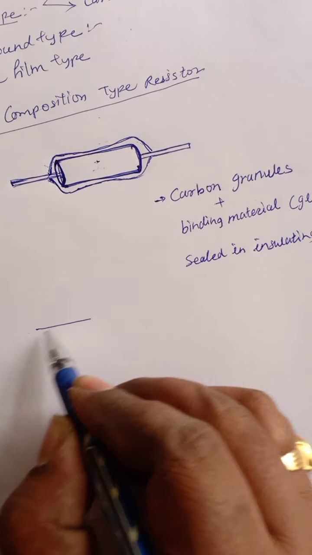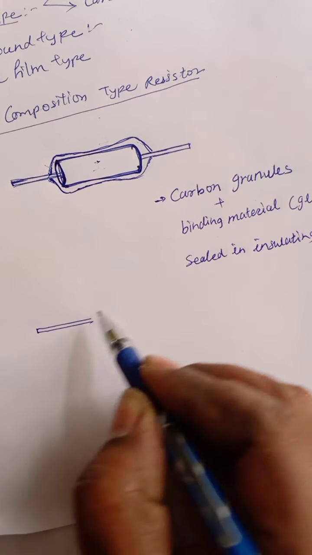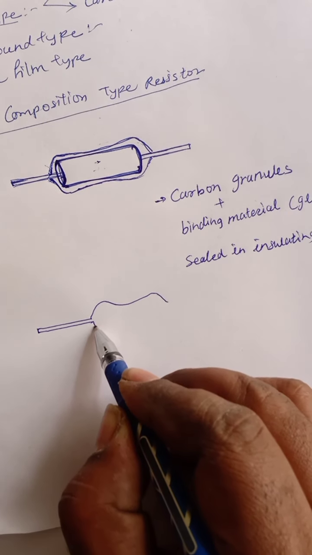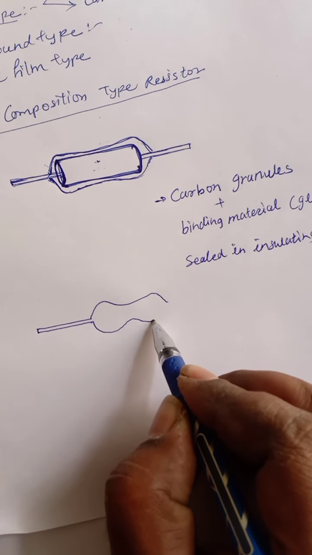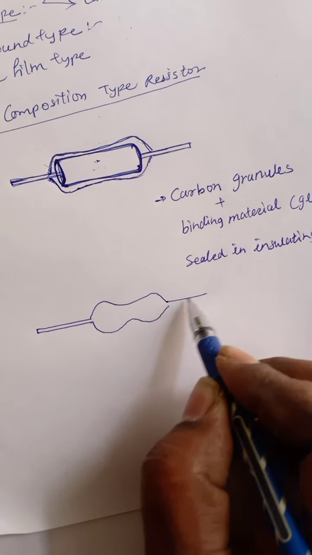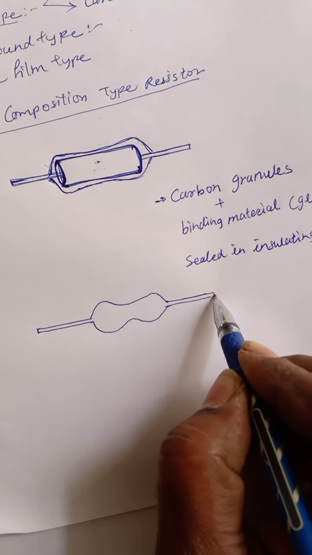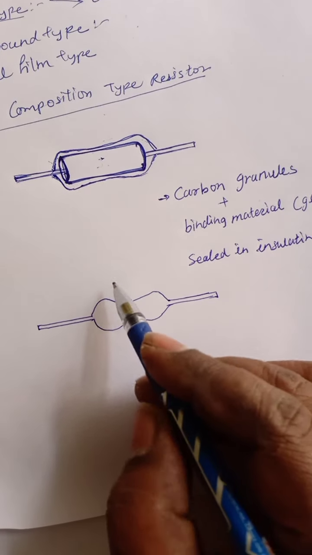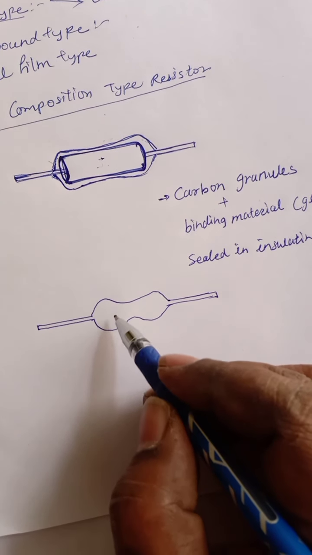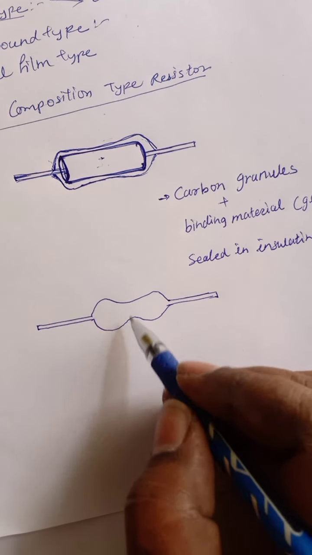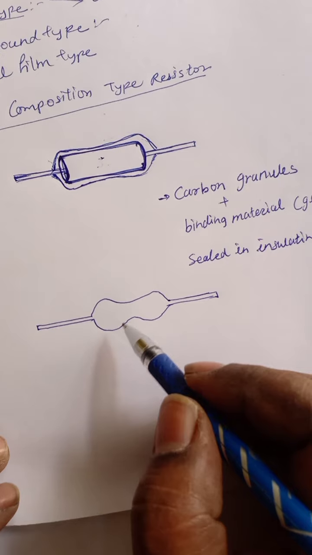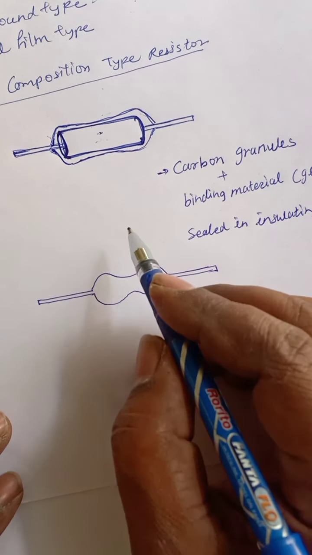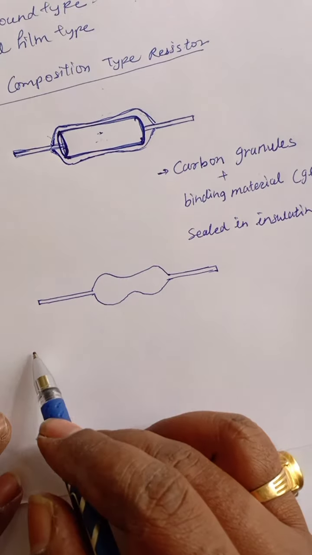So if we observe, it looks like this. Then you have to print a resistance value on the body of the resistor. So for that purpose you have to use a color code system for carbon composition type.